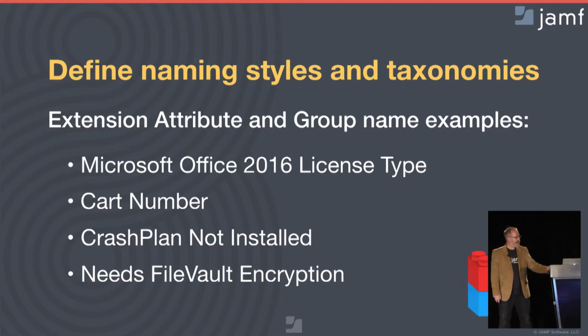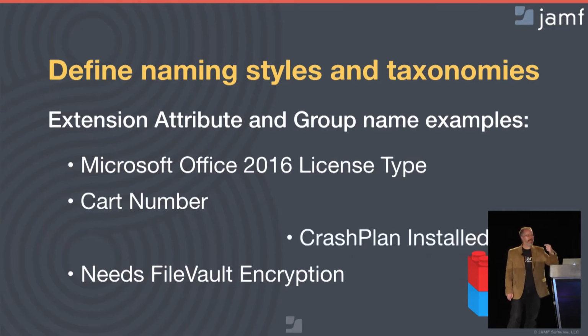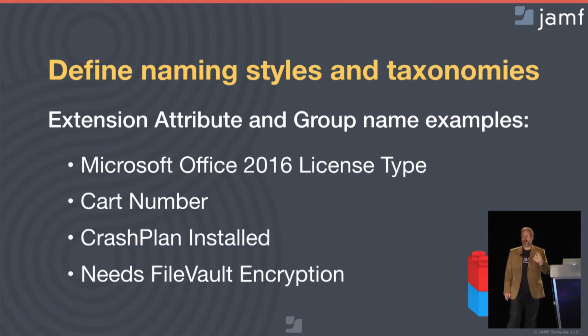All right. So the next two items are examples of smart group names. Now, why is the name crash plan not installed not following a better practice? It's a negative. It's trying to find something that doesn't exist. It's harder for your brain to process. So think about this. If every Mac in my organization is required to run crash plan, what is my true scope?